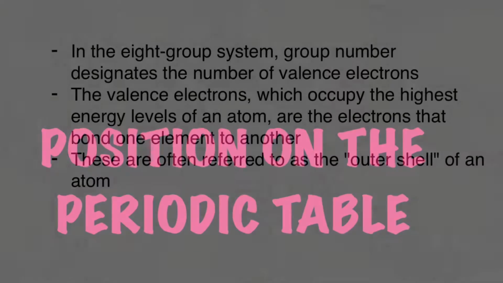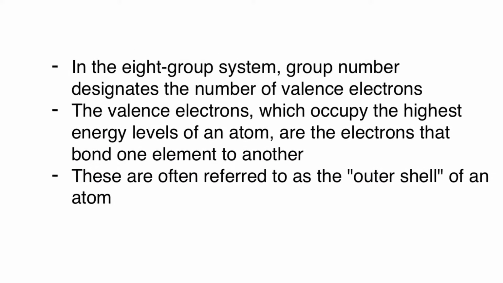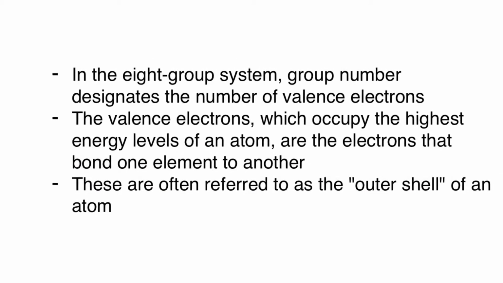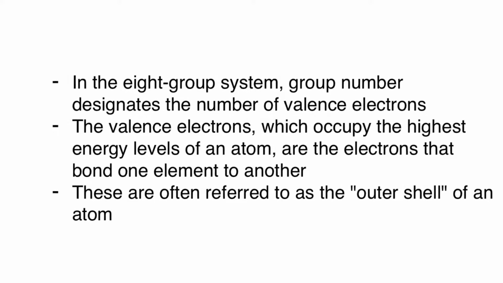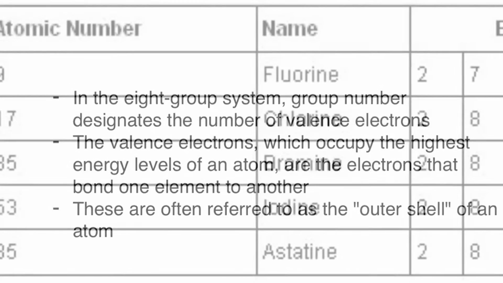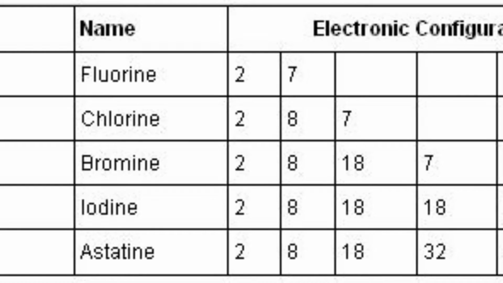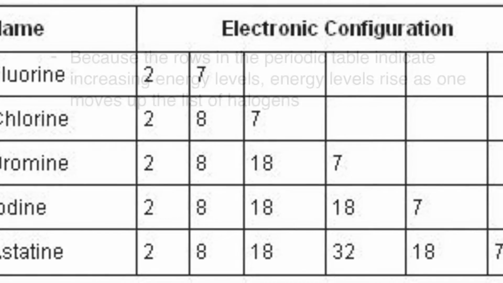In the 8-group system, group number designates the number of valence electrons. The valence electrons, which occupy the highest energy levels of an atom, are the electrons that bond one element to another. These are often referred to as the outer shell of an atom. Electron configuration is one of the ways halogens can be defined. All have 7 valence electrons.